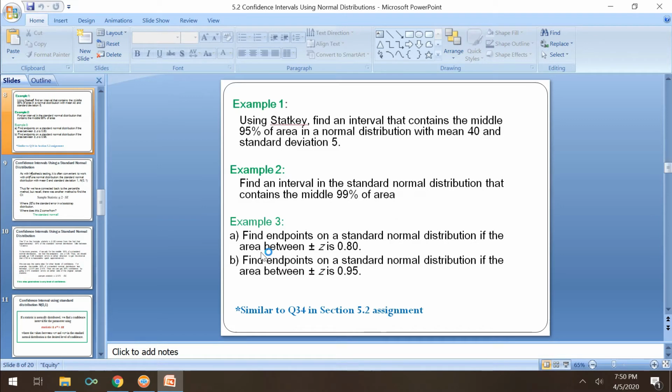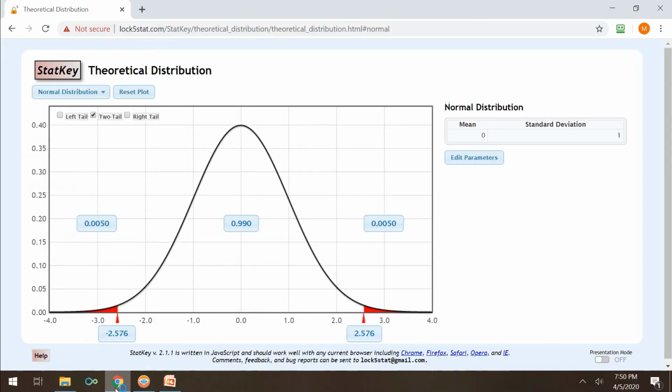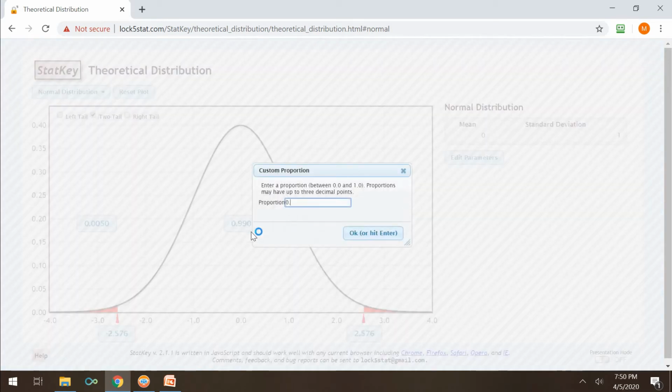Example 3, part A is saying find the endpoints. So we're looking at the endpoints, which is exactly as if they are asking us to find the interval. So we're looking at the scale on the number line. Find the endpoints on the standard normal distribution if the area between the positive and negative z is 80%. So find the interval or the endpoints in a standard normal distribution where the area is 0.80. So we'll go to StatKey. This is the standard normal distribution, but we need the area to be 80%. So I'm going to enter 0.80.